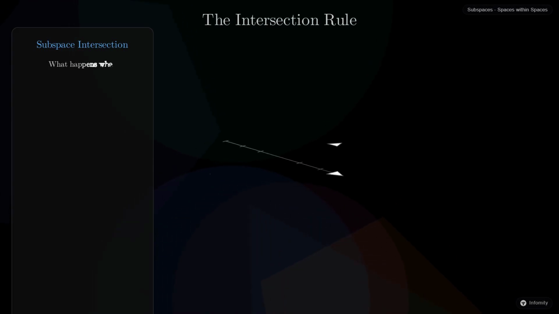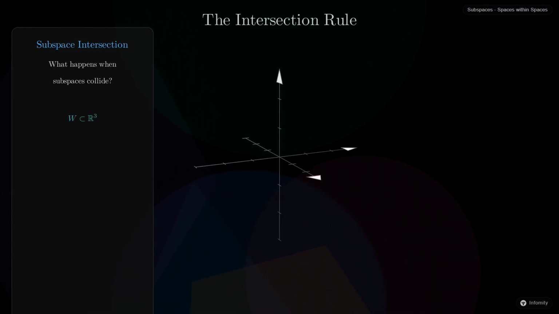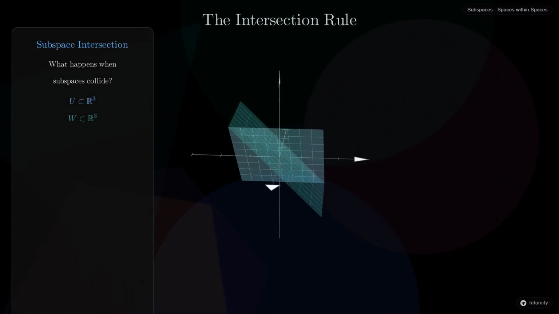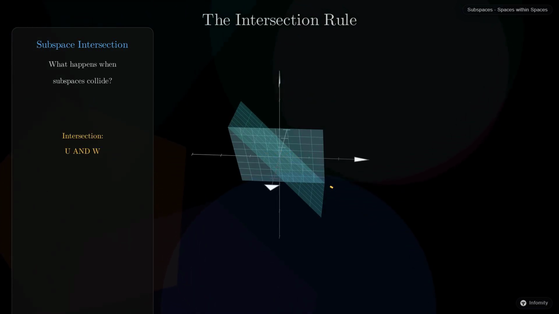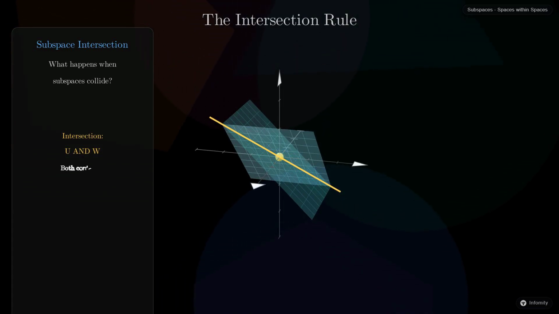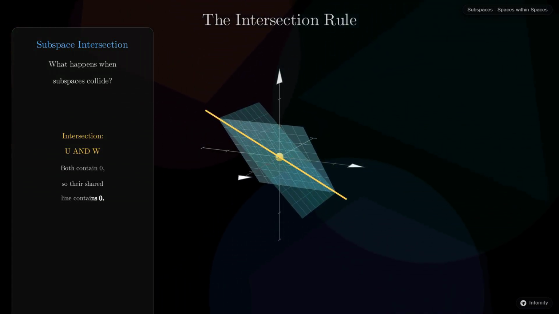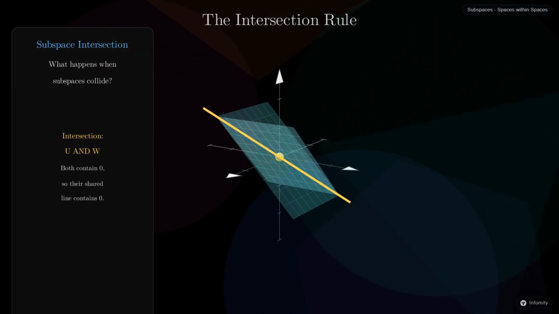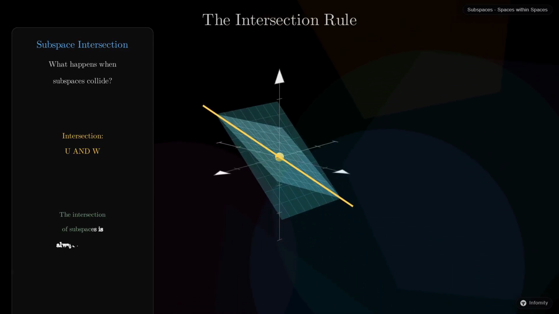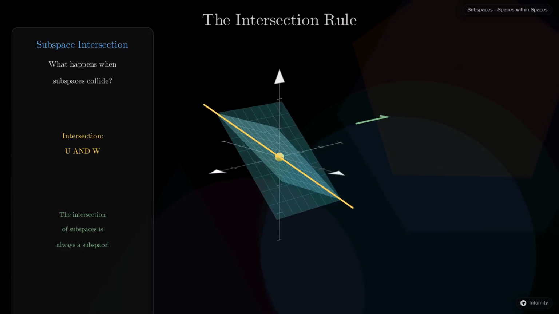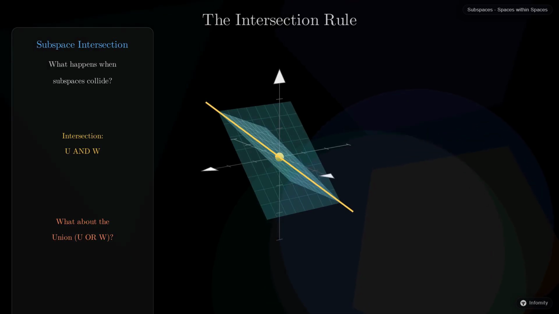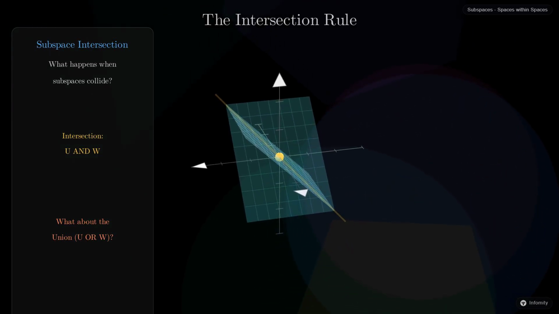What happens when two different subspaces collide and overlap? To find out, we take two planes through the origin and find where they intersect. It turns out they meet along a straight line that passes directly through the origin. Remember, because both original planes contain the origin, their shared line must contain it too. So this reveals a beautiful law. The intersection of any two subspaces is always a subspace. Yet what if we tried to combine them using union instead of intersection? In contrast to intersection, combining them by union will fail almost immediately.